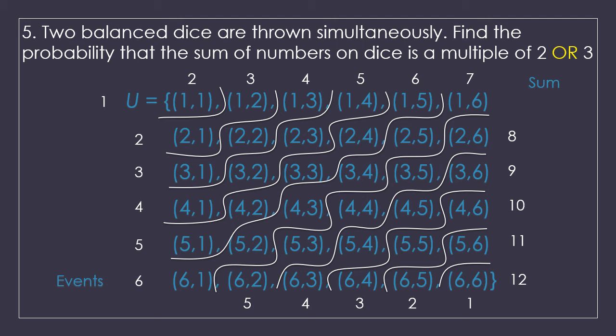So sum 2 has one event, keep that in mind. Sum 4 has 3 events, so 3 plus 1 is 4.